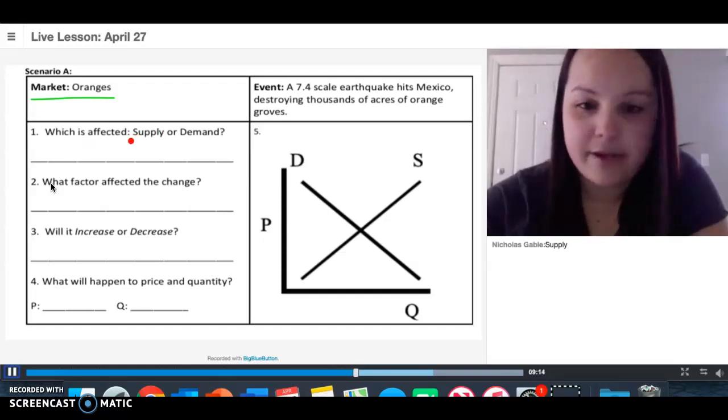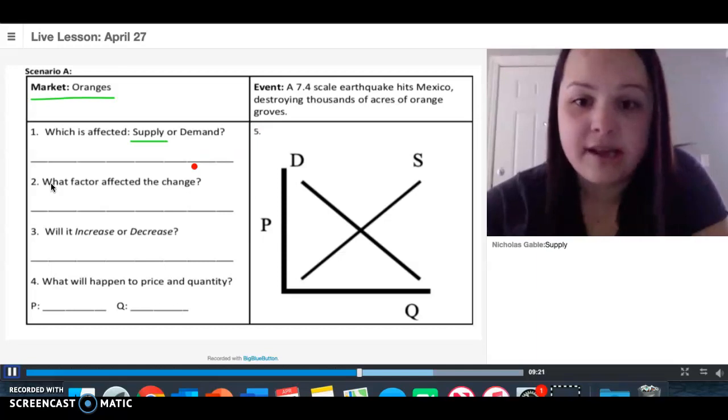Supply. Good job, Nick. Thank you. So for number 1, you can either circle supply or write supply on the line down there, but the supply of oranges is being affected.